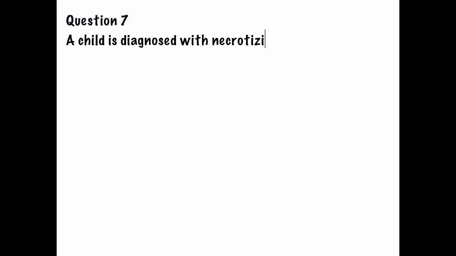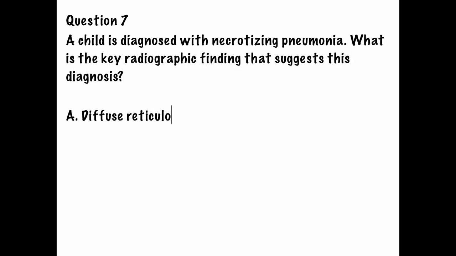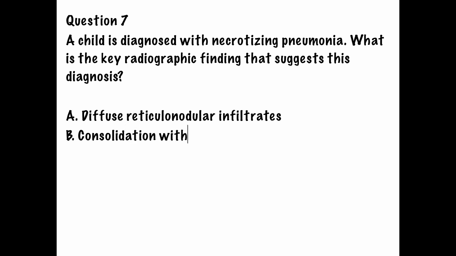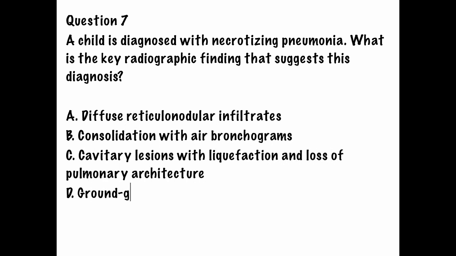Question 7. A child is diagnosed with necrotizing pneumonia. What is the key radiographic finding that suggests this diagnosis? A. Diffuse reticulonodular infiltrates. B. Consolidation with air bronchograms. C. Cavitary lesions with liquefaction and loss of pulmonary architecture. D. Ground glass opacities.